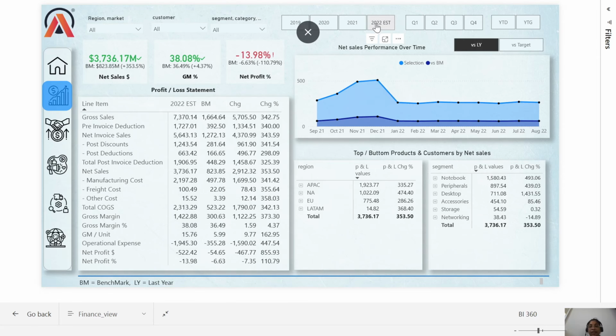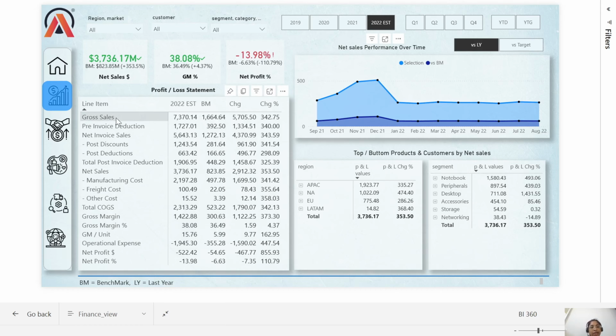Let's start analyzing 2022 USD based on the last year to understand the overall financial performance of AtliQ Hardware. Here, net sales and GM percentage are increasing, but net profit is decreasing. Compared to last year, this year net sales increased 353 percent and GM rate increased 4.37 percent, but net profit decreased 110 percent. Why is net profit decreasing this much in 2022 EST? Now we go into the profit and loss statement. You can find a clear view of this reduction compared to last year.